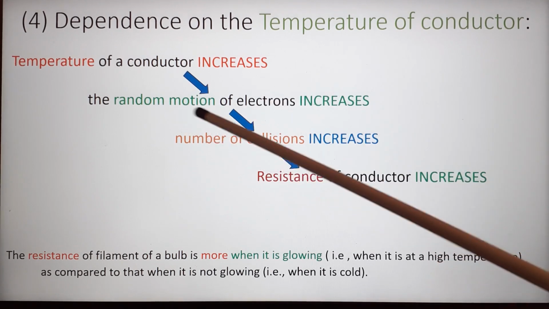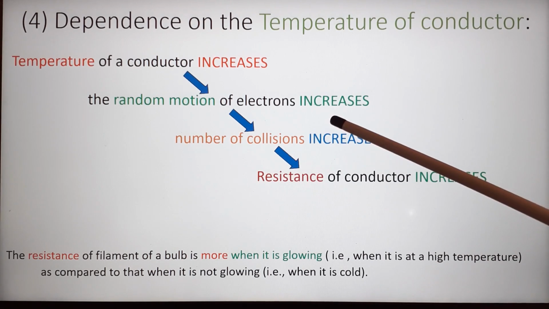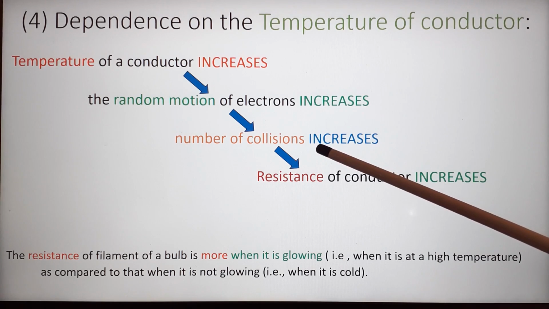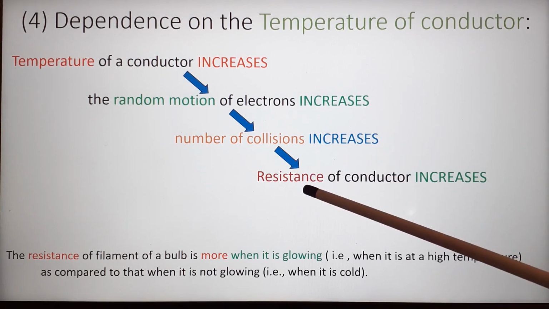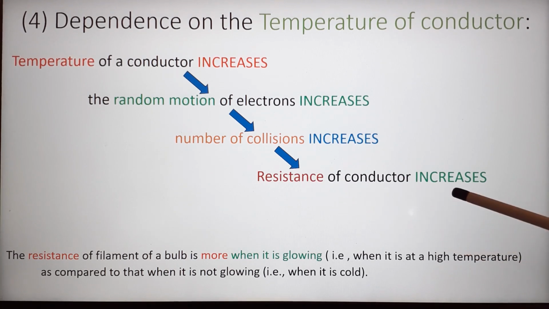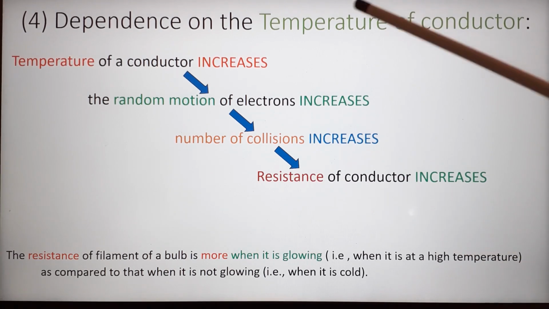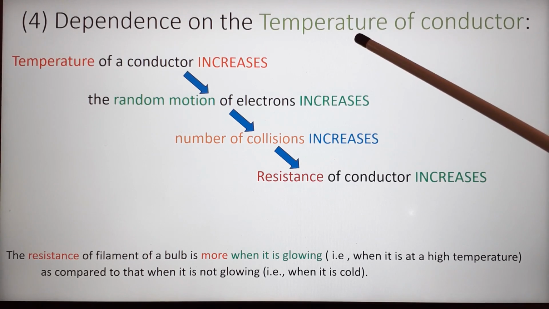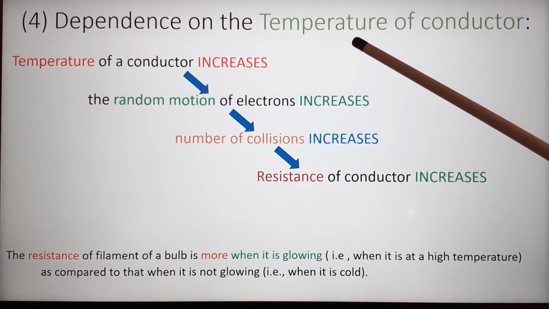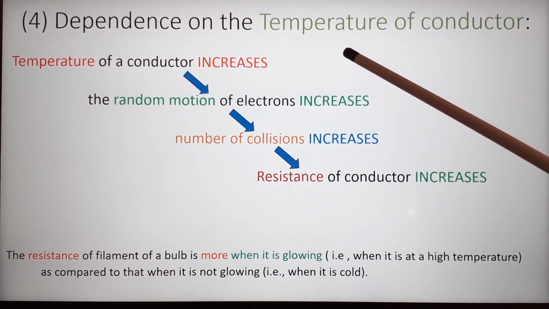So, random motion of electrons increases. Due to increase in random motion, number of collisions will increase, and more the number of collisions, more will be the resistance. So, resistance of conductor increases. So, more the temperature, more the resistance. So, resistance is also directly proportional to temperature.